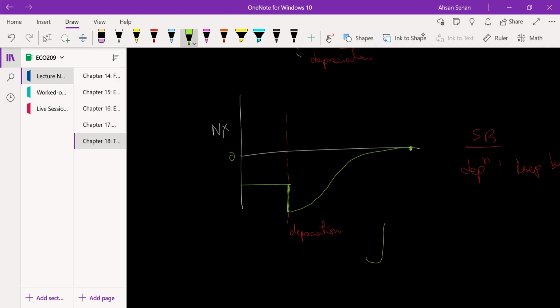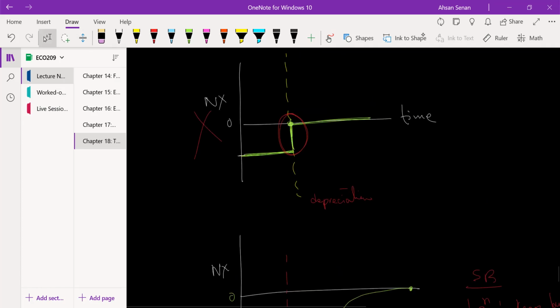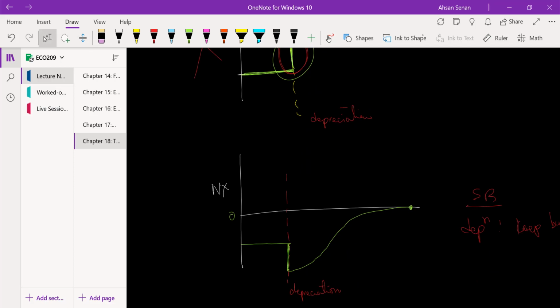It sort of looks like a J. Is that this, what we were hoping, does not happen. Okay. In the short run, there is a fall in NX. Even though we want to increase NX, in the short run, NX is actually going to fall. And then over time, it's going to correct itself.